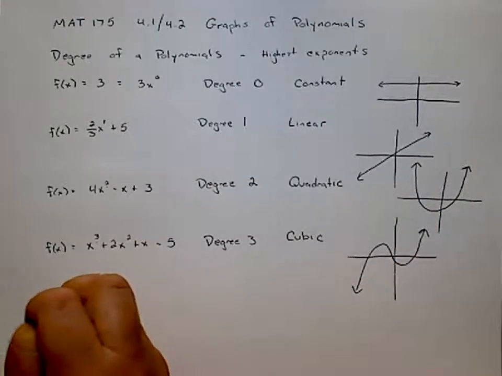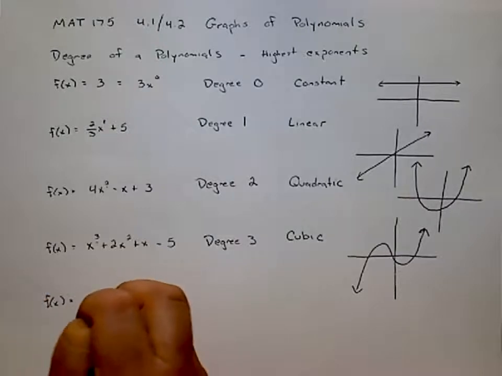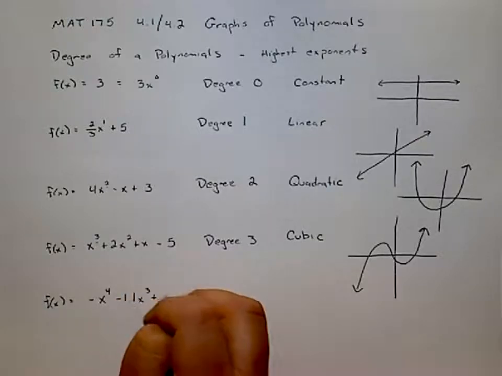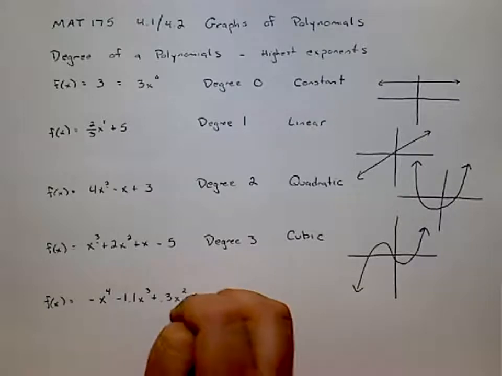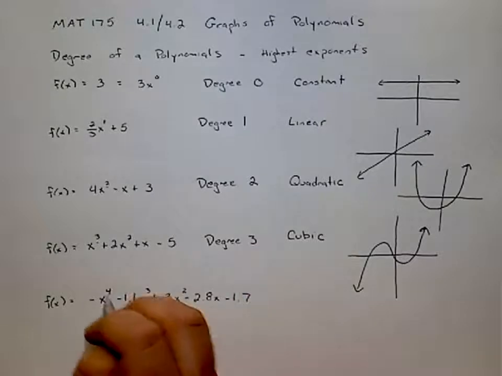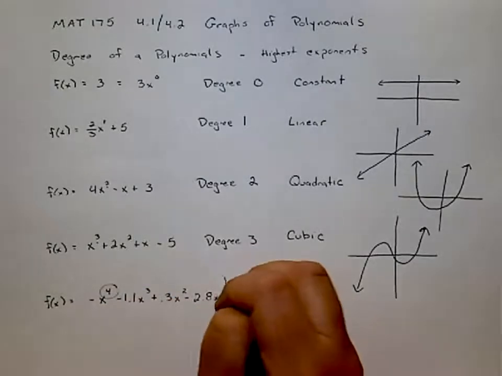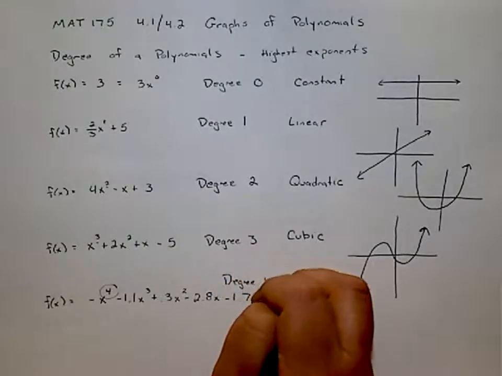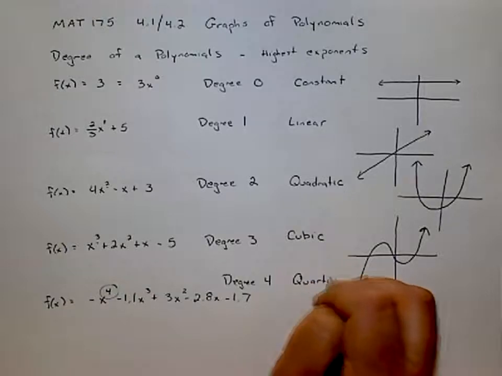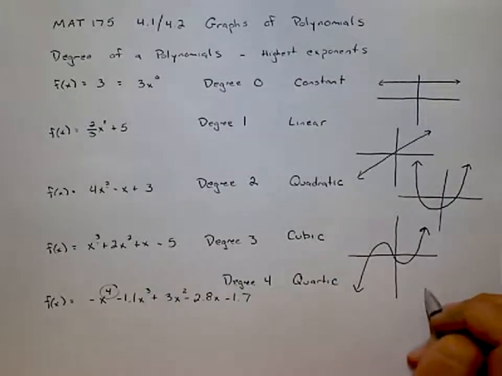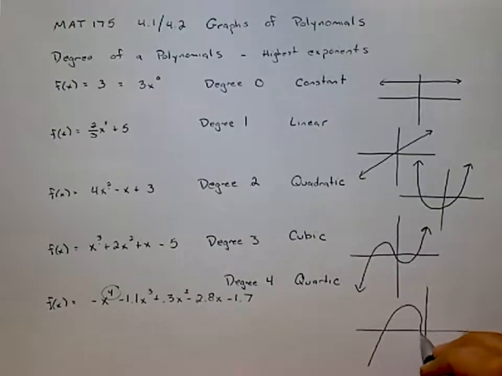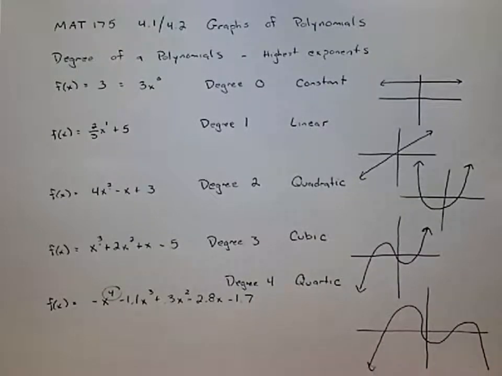Last, we have negative x to the fourth minus 1.1 x to the third plus 0.3x squared minus 2.8x minus 1.7. Now the degree of this is 4. And this is referred to as a quartic function. Now a quartic function, these kind of look like a W. Well, this one's going to look like an M. You might have something that looks like that.